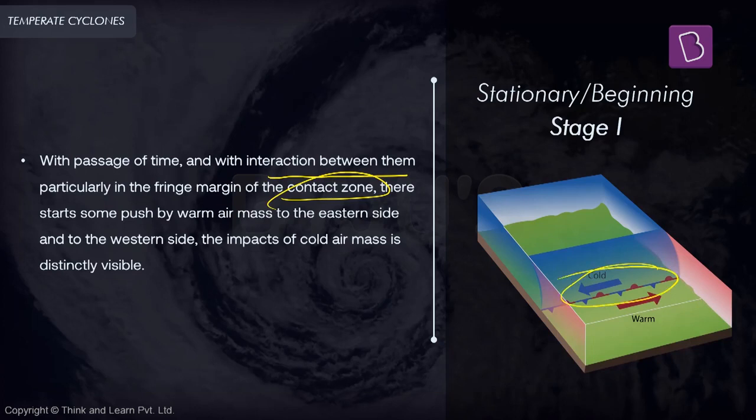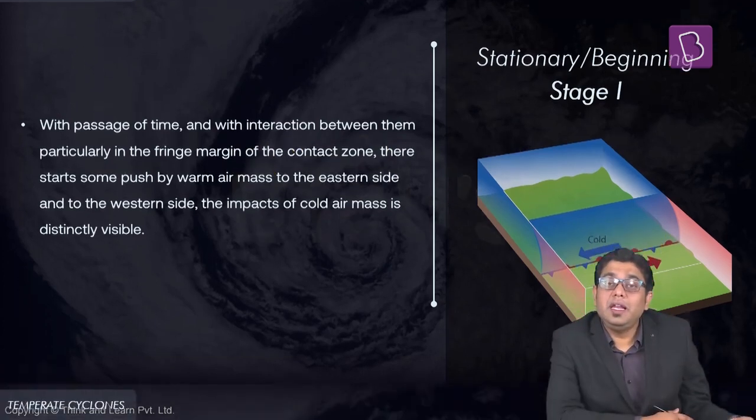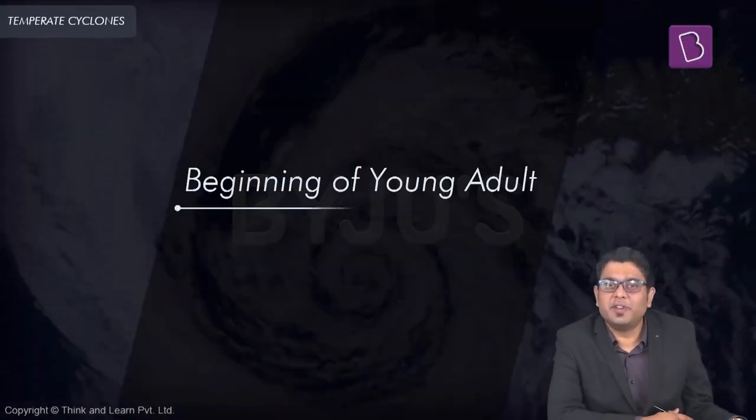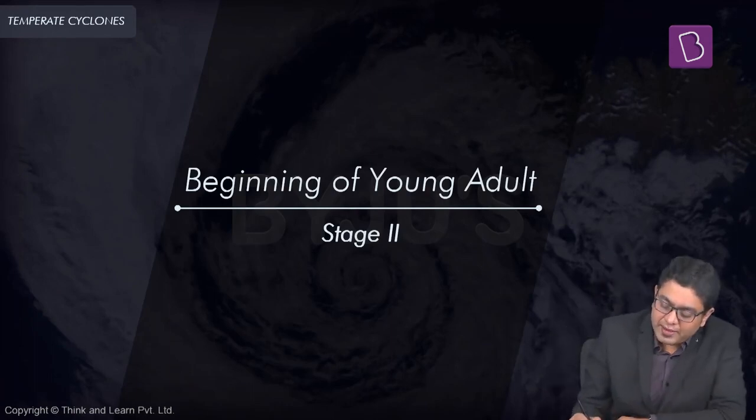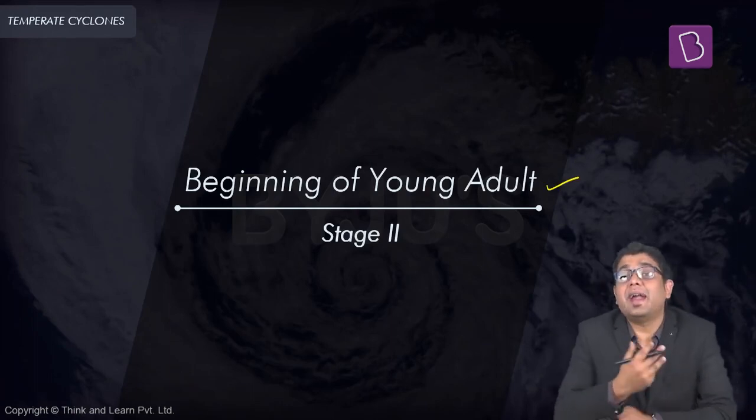That is, along this region, there is generally an interaction. The warm air mass will try to intrude into the cold air mass along this region, and the cold air mass will try to intrude into the warm air mass into the other region. So that is what leads to the second stage of the cyclone formation, which is also referred to as the beginning of a young adult.